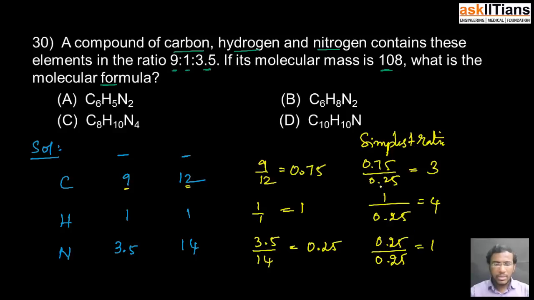So these are the simplest ratio, the number of atoms of carbon, hydrogen and nitrogen present. So 3, 4, 1, right? So its empirical formula will be C3H4N1. This is its empirical formula.